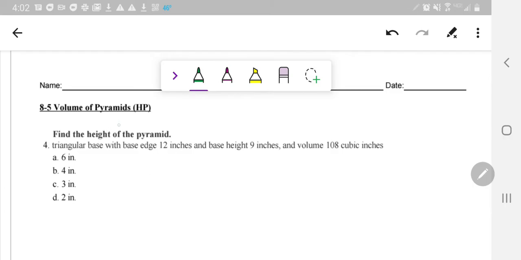All right, last two. This is the more difficult part. It's asking to find the height of the pyramid, and they give you a volume. So we have to use the volume formula because this involves volume, and we're trying to find the missing height. So when we write the formula here, we have 1/3 base times height.